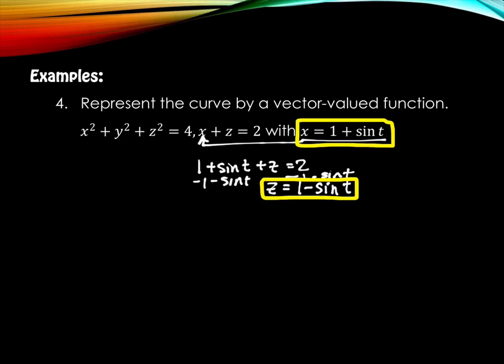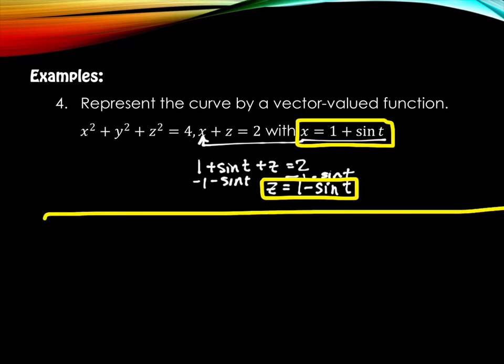So I'm going to do another substitution. It's just not as nice of a substitution as the last one. It's a little trickier to do, just messier. So we're going to have 1 plus sine t squared, because that's what x is, plus y squared, which is the one that we're actually going to be solving for, plus, and then z is 1 minus the sine of t, and then it's squared, and it's going to equal 4.